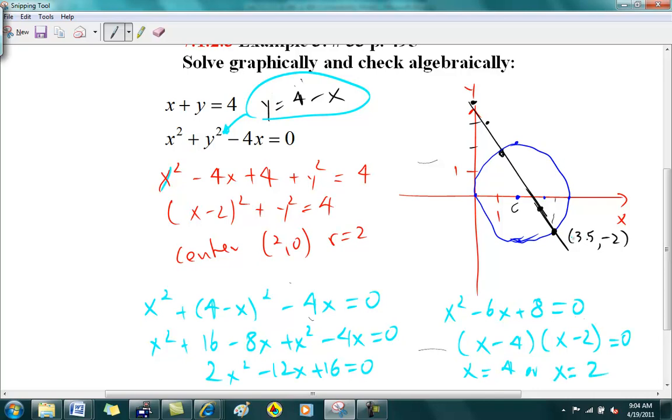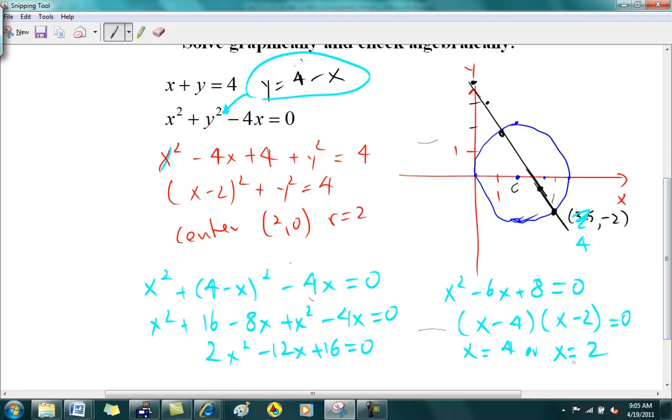So this looks like x should have been 4 here. Okay, that should have been a 4. And we'll fix the y in a minute. And this guy, we can see that this should have been an x equals 2. Okay, so if I draw my graphs properly, I would have gotten better answers there.